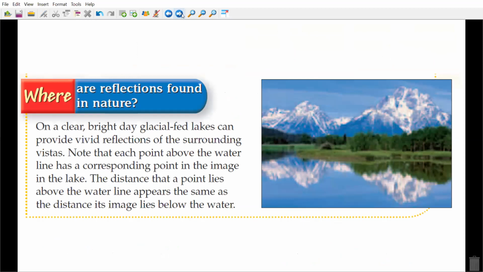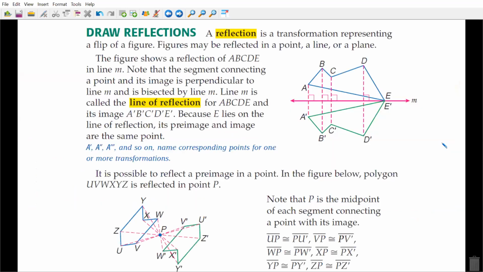Where are reflections found in nature? Can anyone read this for me, please? On a clear, bright day, lakes can provide vivid reflections of the surrounding vistas. Note that each point above the water line has a corresponding point in the image in the lake. The distance that a point lies above the water line appears the same as the distance its image lies below the water. Exactly. So this is like if it was a mirror, right? So that would be reflections. Okay, thank you. Let's move on.